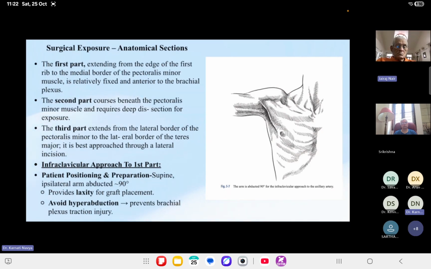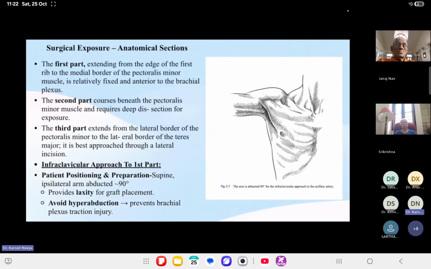Surgical exposure for the anatomical sections. The first part extends from the edge of the first rib to the medial border of the pectoralis minor muscle. It is relatively fixed and anterior to the brachial plexus. The second part courses behind the pectoralis minor muscle and requires dissection for further exposure. The third part is lateral beyond the pectoralis minor, up to the teres major. It is best approached through a lateral incision.